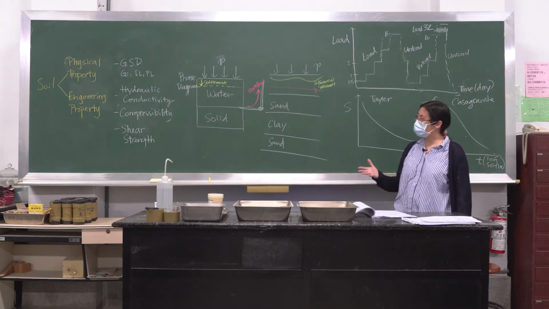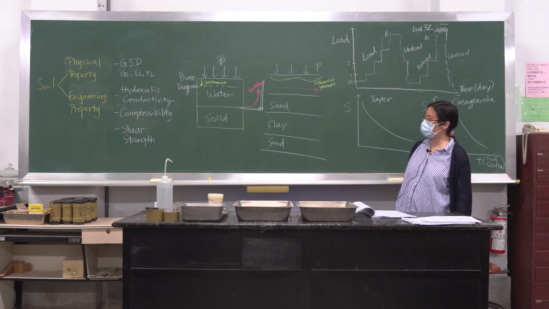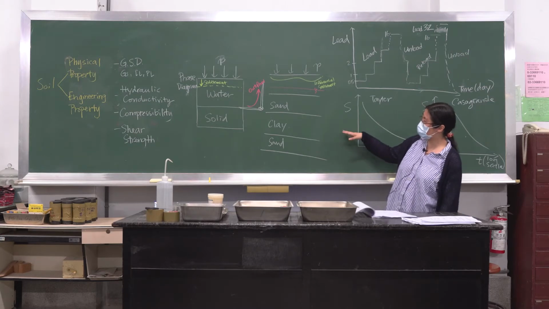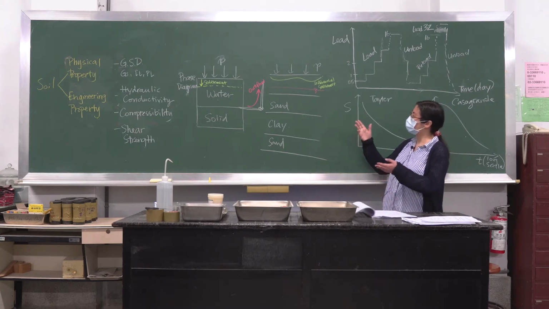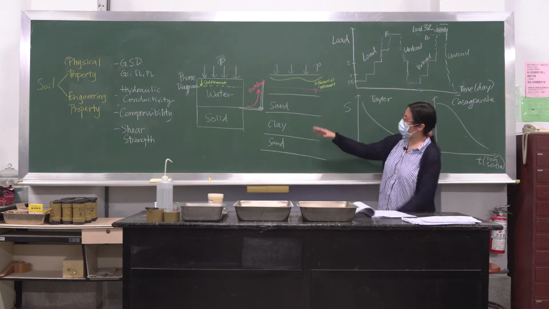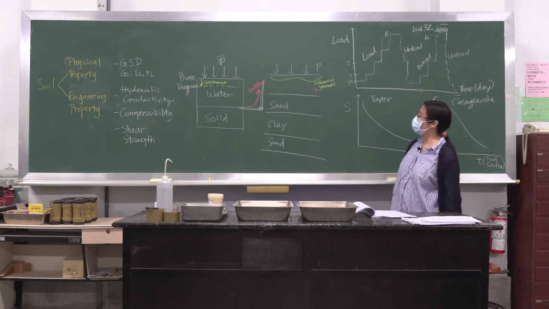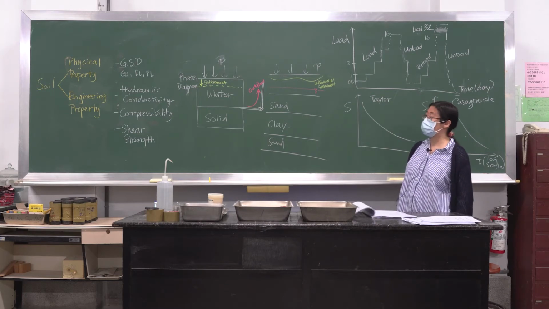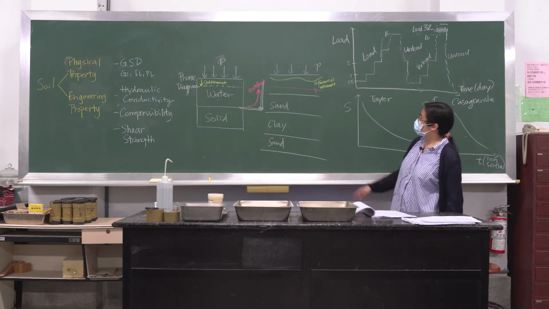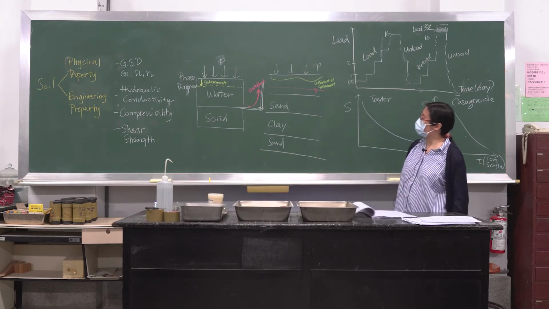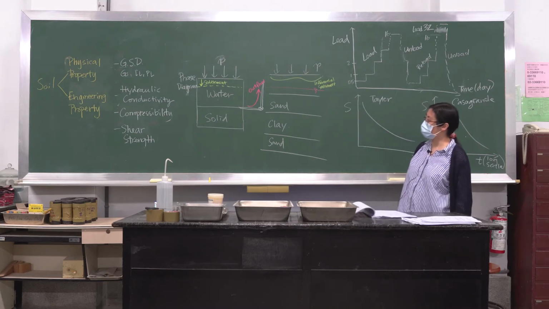The second issue associated with settlement is that sometimes, because you have heterogeneous soil deposits, or different amounts of loading applied on different regions of your site, what you may encounter is differential settlement. It would be a huge issue. If you have differential settlement, your building may be tilted, and there may be damage induced to your buildings. So differential settlement is another issue that we have to deal with.